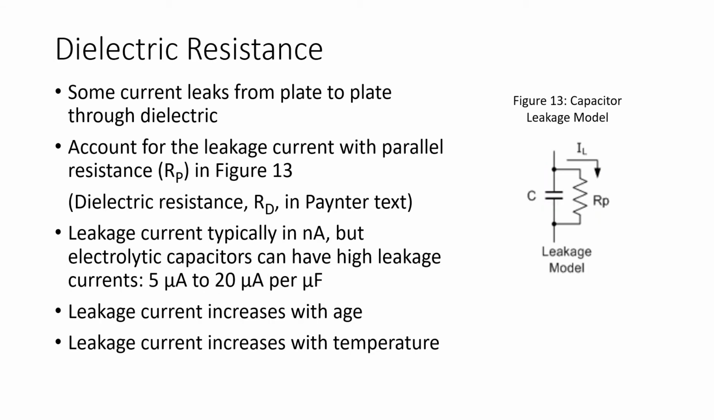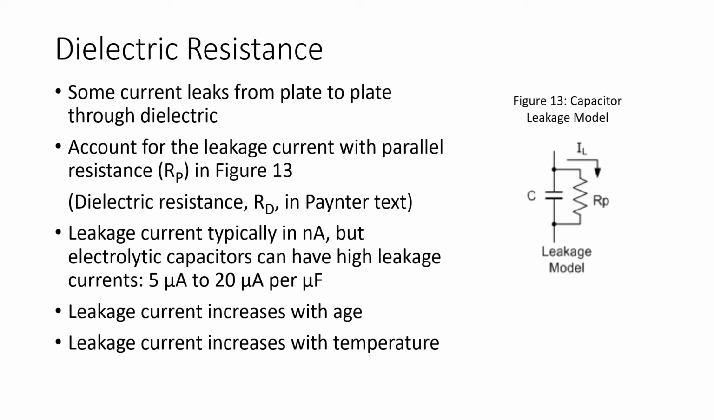Now, one concept you need to be familiar with is the concept of dielectric resistance. Some current leaks from plate to plate through the dielectric. And to account for this in a circuit model, we need to show a path for this leakage current. And this path is denoted with a parallel resistor, RP. Now, in the painter text, he designates this resistor as RD, the dielectric resistance, but it's the same concept.